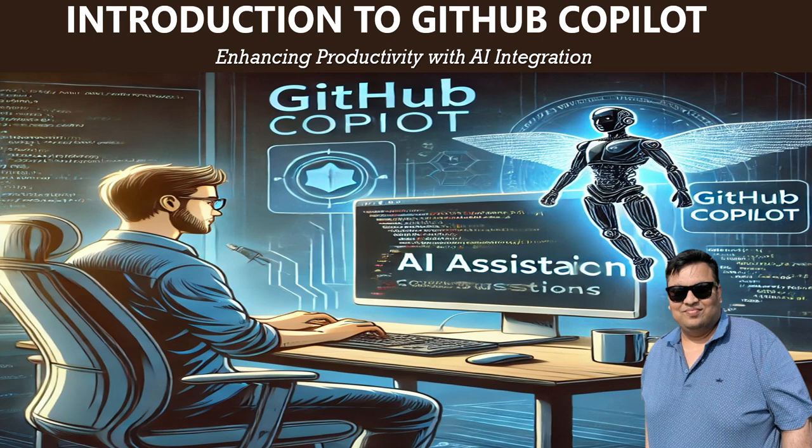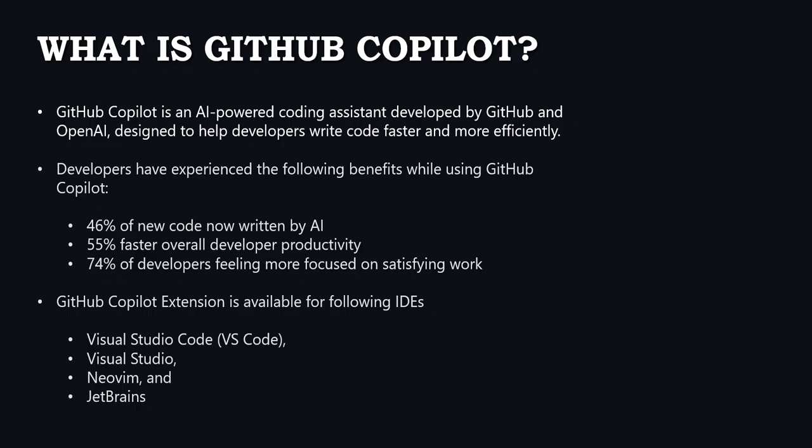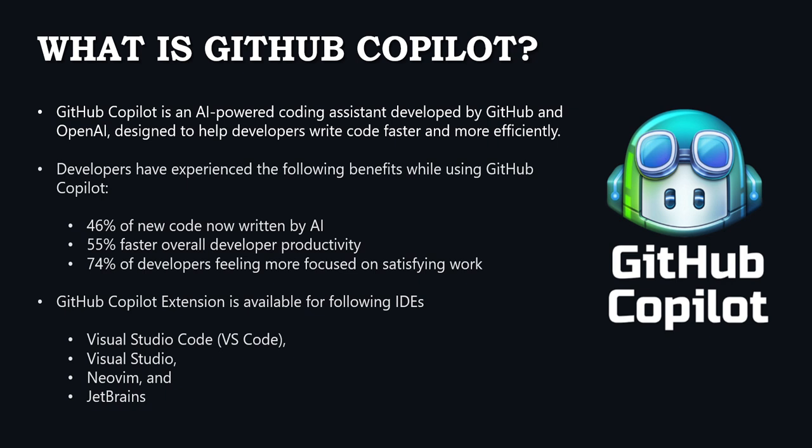My name is Abhishek Jalan and today we will explore how GitHub Copilot enhances developers' productivity by integrating AI into the coding workflow. So GitHub Copilot is an AI-powered coding assistant developed by GitHub and OpenAI. It acts as a virtual peer programmer. It helps developers write code faster and more efficiently.